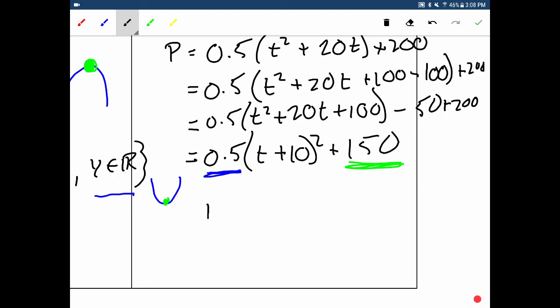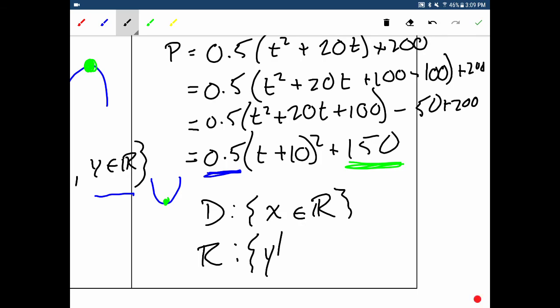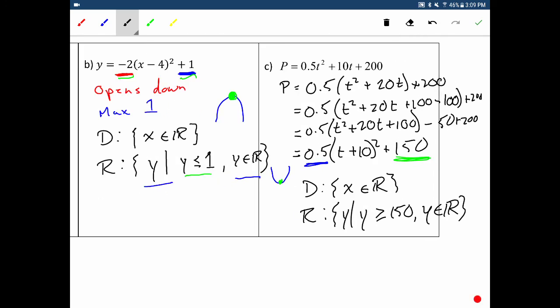So now I can go to do my domain, which I could have done right from the start, because it's just x is an element of the real numbers. And then I'll do my range, which is going to be y, such that y, because it opens up, it's a minimum value, so y is greater than or equal to 150, where y is an element of the real numbers. And that's it. Okay? So there you go.